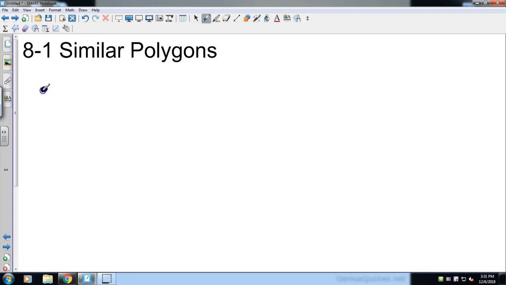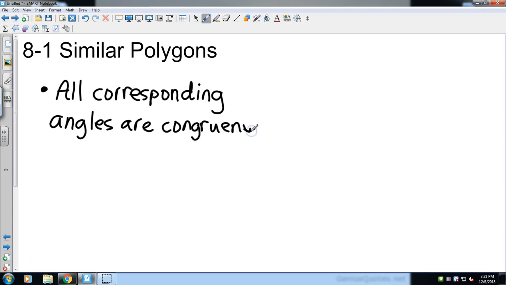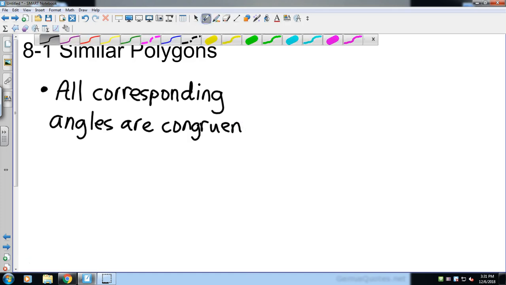And those two things are: all corresponding angles are congruent. I'm getting into my space where it doesn't write very well. Corresponding angles are congruent. Wow, that's horrible. If I could just write a T. There we go. So all corresponding angles are congruent.